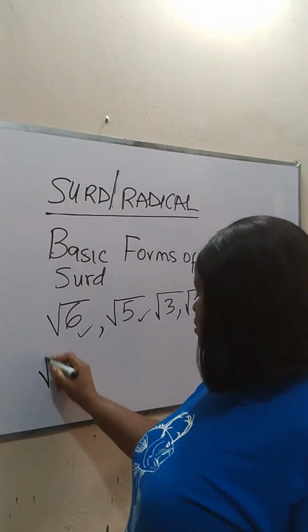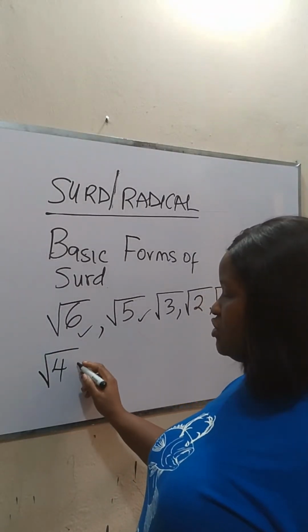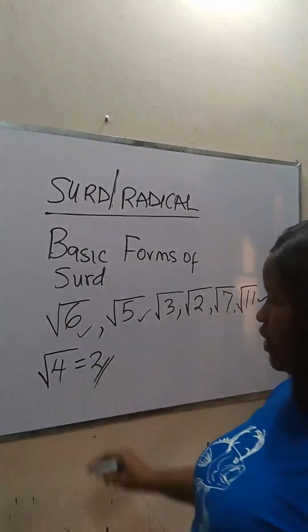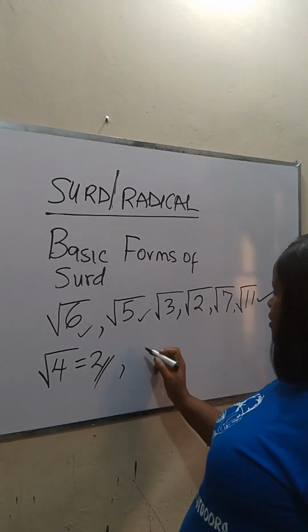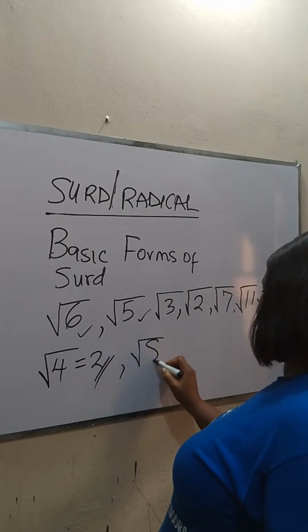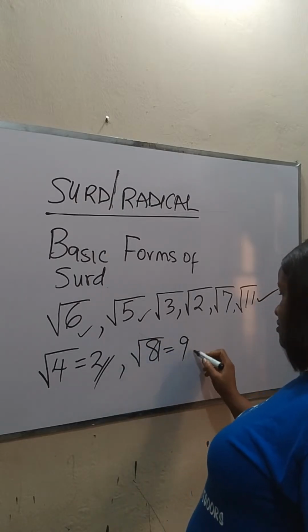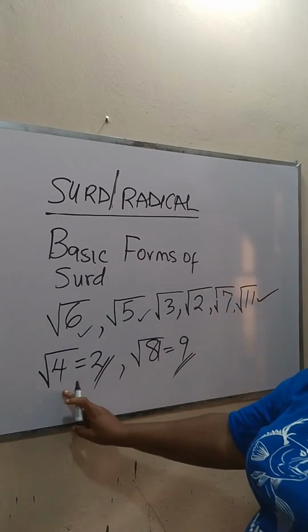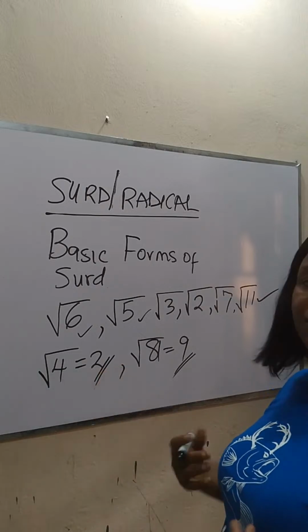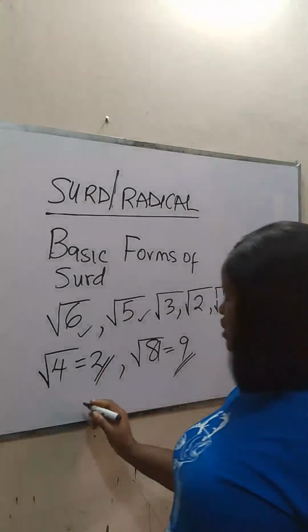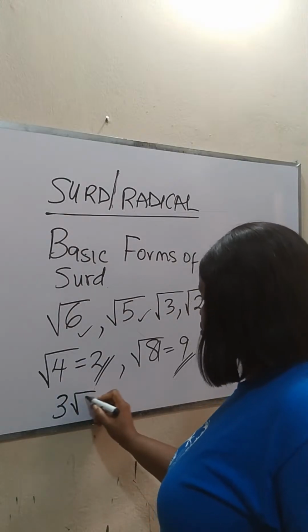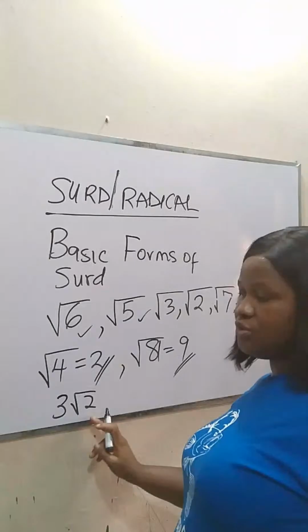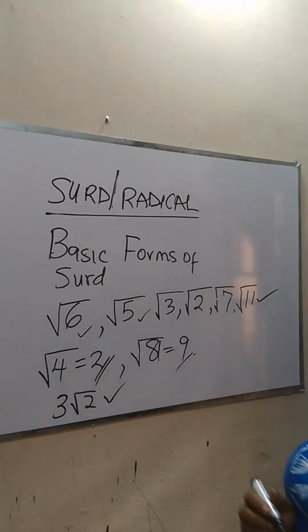Now we have root 4. It is not a surd because this is equal to 2. When you have the square root of 81, this is 9, so this is not among them. These are the perfect forms, not surds, because when you convert them, they become whole numbers. Now this one is among the surds: we have 3 root 2, because of this root 2 here. So this one is a surd. I hope you understand what I'm trying to explain, so that you see how you identify a surd.